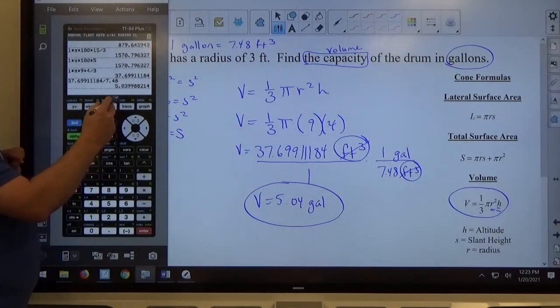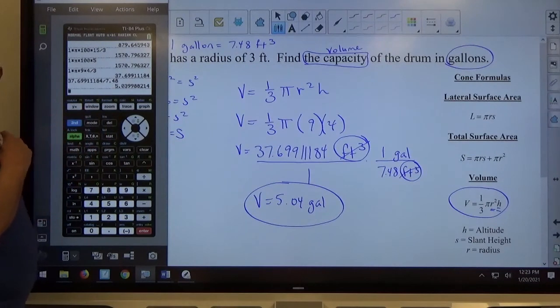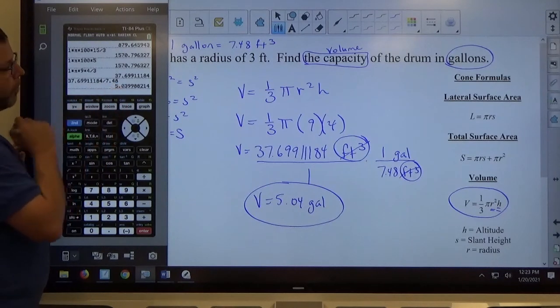It's 5.039, so since the next number after the 3 is a 9, we go up. 4, 3, 2, 1, 0, we stay the same. So 5.039 would go to 5.04.